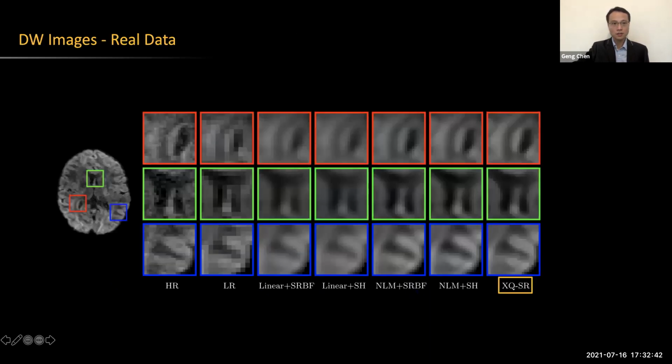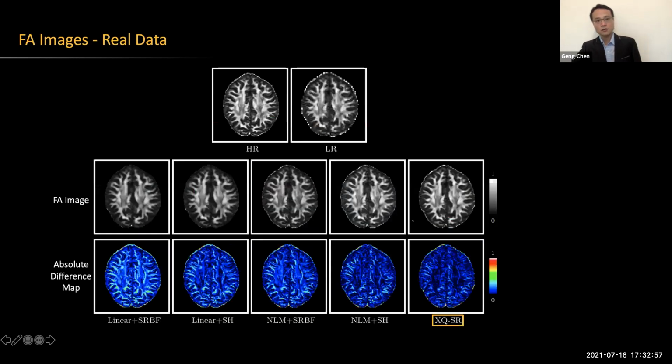This is the result for the diffusion weighted images from the real data, and from these three ROI regions, we can see consistent improvement. Okay, so this is the result for the FA image for the real data. We can see our method reduces the prediction error. And compared with the low resolution FA image, we can see that the image quality is significantly improved.